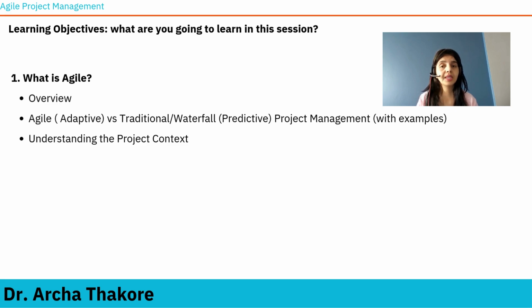The third one that you're seeing is understanding the project context. What do I mean by that? What are the aspects of projects that are different in Agile versus traditional project management? These aspects also help you understand which approach is better for which project. While Agile can be applied to almost all projects, it is very important to understand the criteria that help you define the life cycle, whether Agile or the traditional project management approach is better.